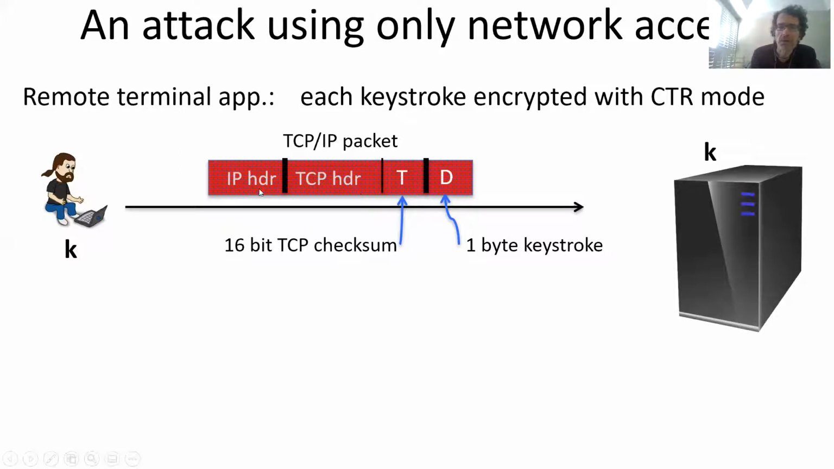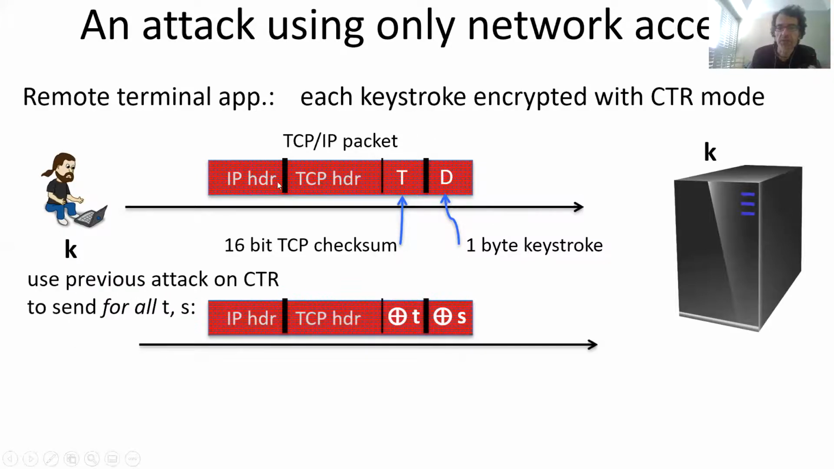So now in a terminal app, what is in the packet? This is a TCP connection, so it's some TCP header stuff, but that gets encapsulated into an IP packet. So there's an IP header. And what's the real payload? There is a tiny payload, 1 byte of a keystroke, and a checksum, a 16-bit checksum. Okay, that's the app, and that is encrypted.